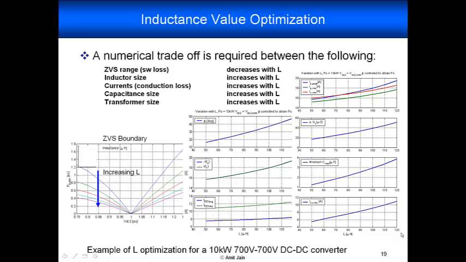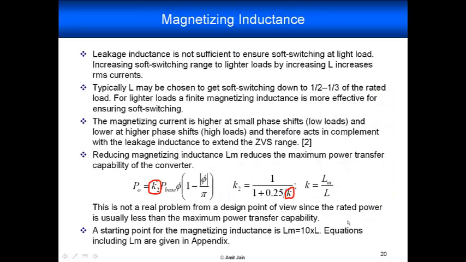Here you can see the capacitance requirement, and the RMS current in the capacitance is also going up with the inductance value. By the way, just as a point of reference, for this design I ended up choosing L of 100 microhenry as a compromise between the ZVS range, the conduction loss, and the size of the different components.